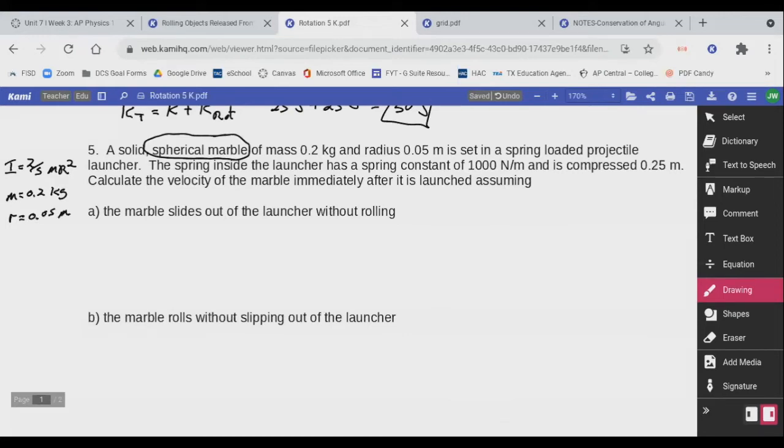Let's see, set in a spring-loaded projectile launcher. Okay, so what this sounds like is a pinball machine. You guys know, like legit pinball. You pull back the plunger, you're compressing the spring. And you let go and the marble goes.